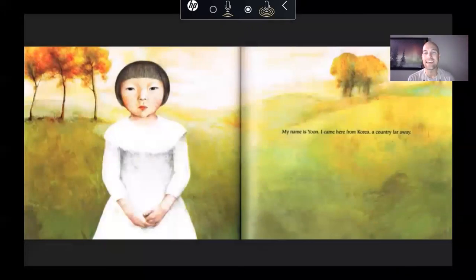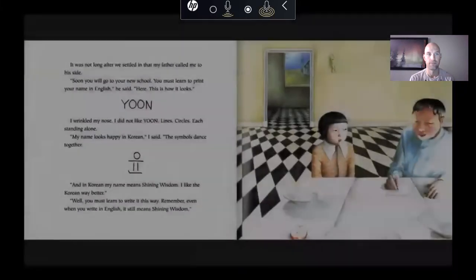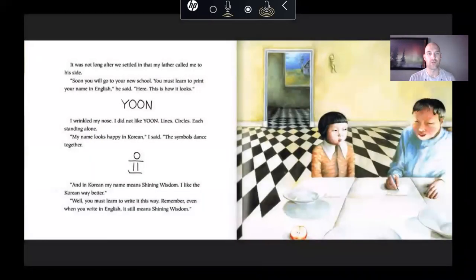The dedication page for Yoon. My name is Yoon. I came here from Korea, a country far, far away. It was not long after we settled in that my father called me to his side. "Soon, you will go to your new school. You must learn to print your name in English," he said. "Here, this is how it looks." Y-O-O-N. I wrinkled my nose. I did not like Yoon.